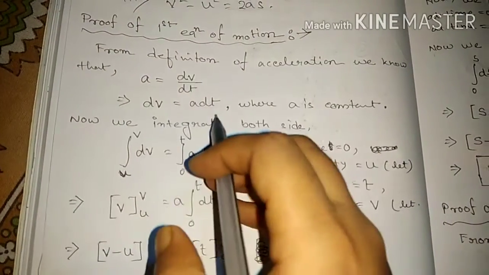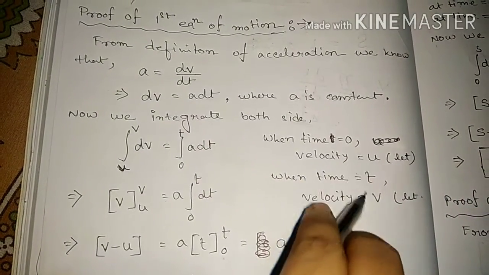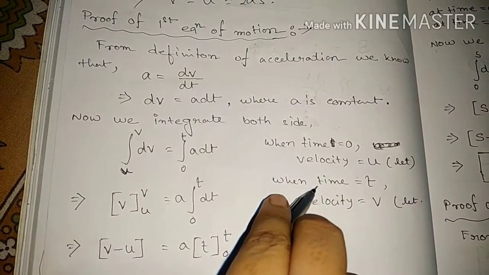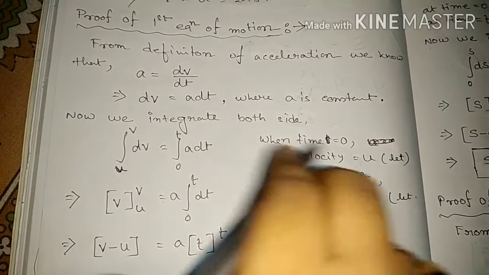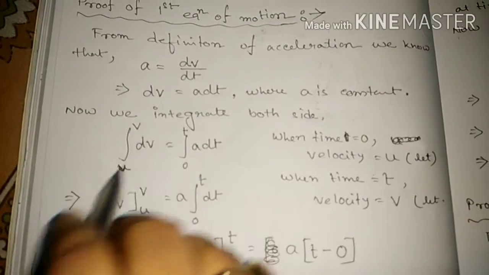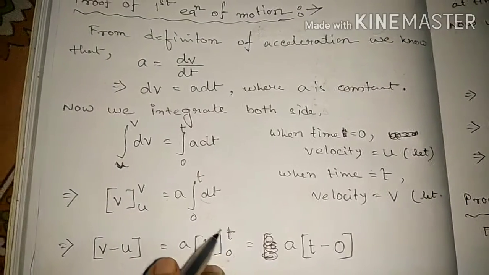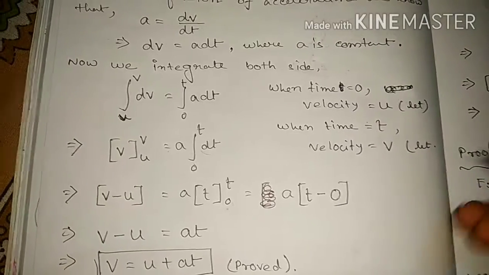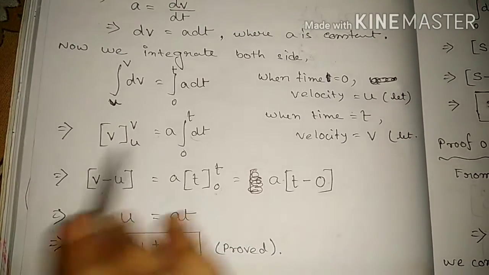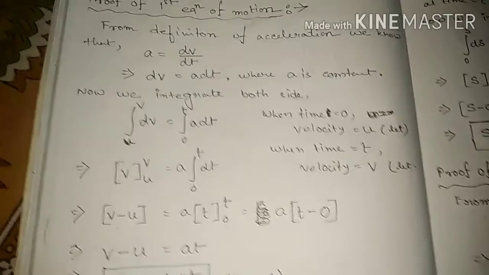So here integrate both sides. And dv limit is u to v, initial velocity u, final velocity v. Integration, initial time t equals 0, final time t equals t second. So 0 to t, a into dt. Now after integrating dv, we get v, u to v, a, integration dt, dt means t, 0 to t. And we know how we put the limit, upper limit minus lower limit. So v minus u equals a into t minus 0. After solving, we get our first equation of motion, v equals u plus at.